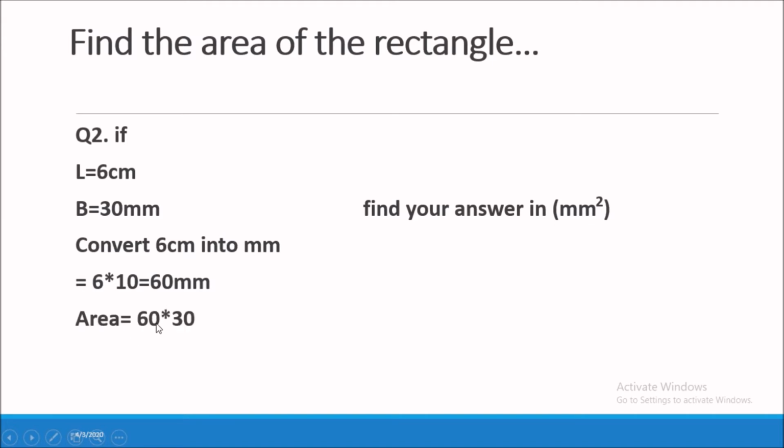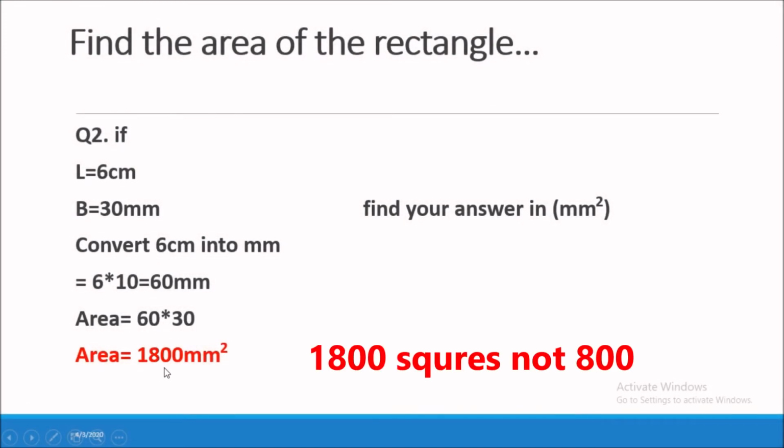Area will be 60 multiplied by 30. Why? This 6 centimeter equals 60 millimeter, and this is already millimeter, so we will keep it exactly like that. We will not change. So 60 multiplied by 30: 3 multiplied by 6 is 18, and these two 0s will come. So we got 1800 millimeter square.